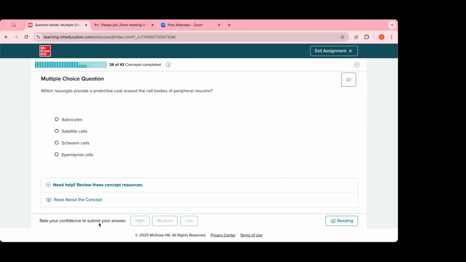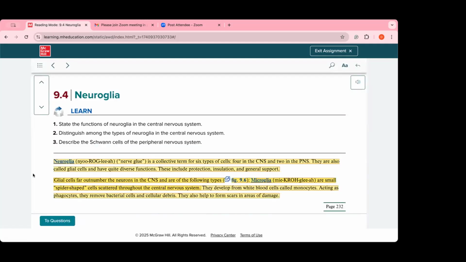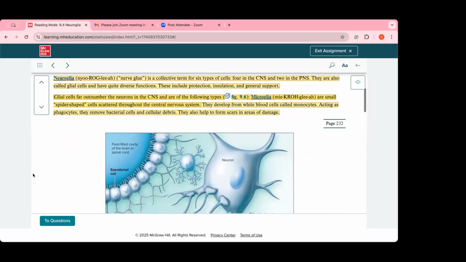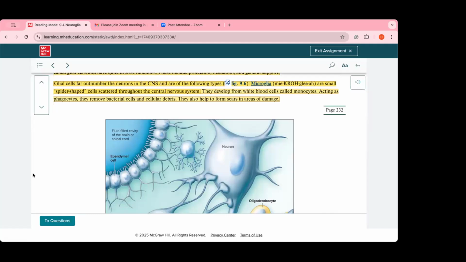Which neuroglia provide a protective coat around the cells of peripheral neurons? Okay, let's read about this. So we're looking for the type of neuroglia that do that around the cell bodies of peripheral neurons. Let's read the, okay, keep going. It's going to be down below the picture on the list.